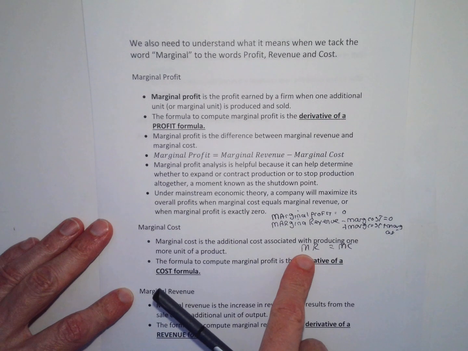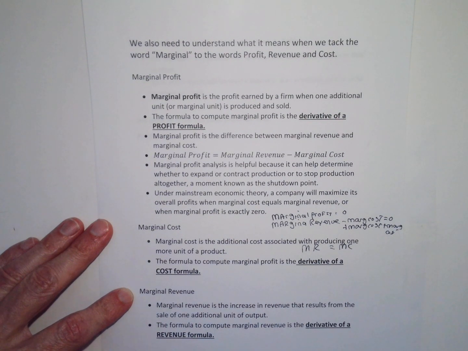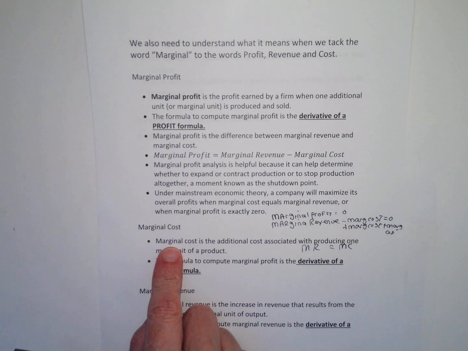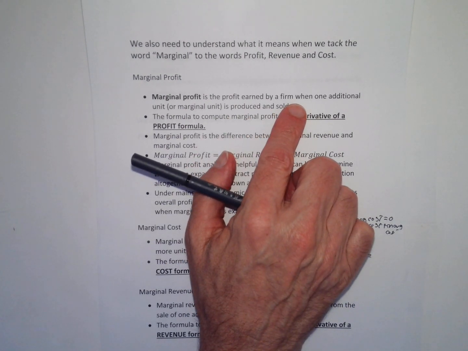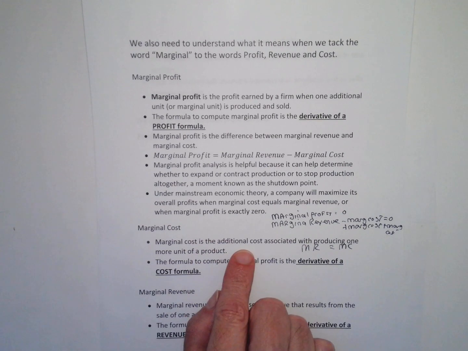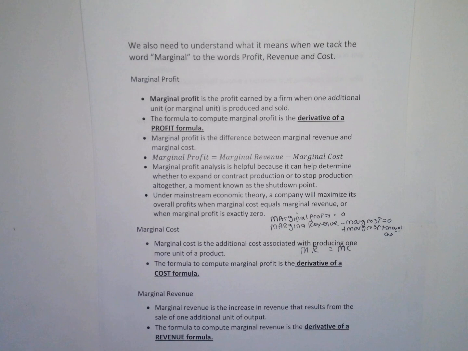When the extra money you get for selling a product is the same as the cost. Marginal cost is similar to marginal profit. Marginal profit's the profit when you sell one more item. Marginal cost is the additional cost of producing one more item of whatever product you're selling.